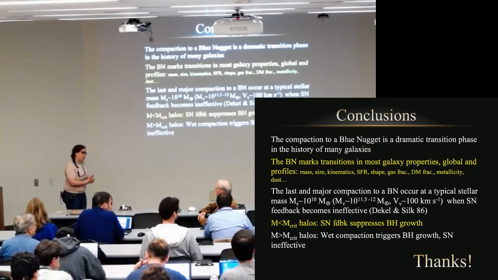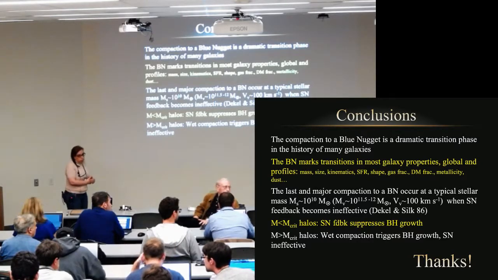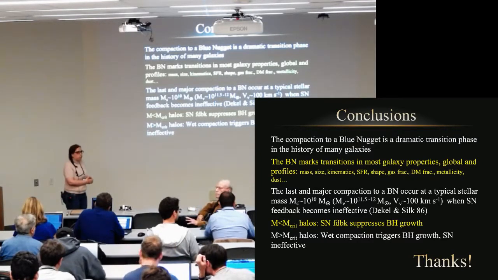Okay, so what you're saying essentially is that supernova feedback is just a mitigator that is important for setting the potential well, if I understand it correctly. Yeah? Yeah. Okay, thanks.